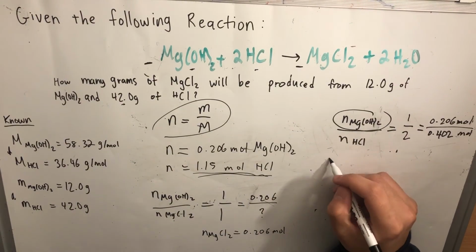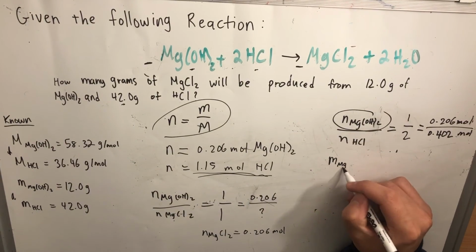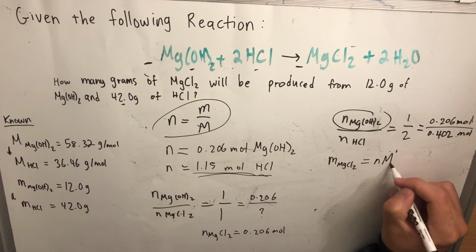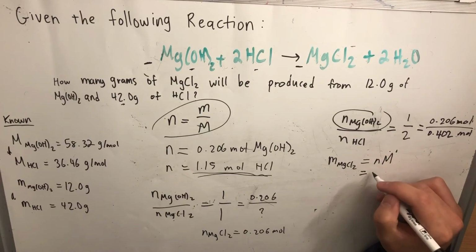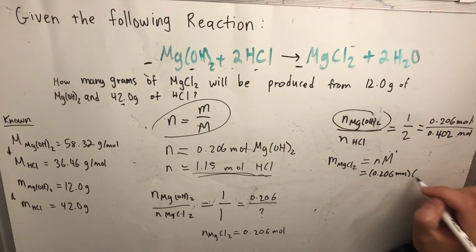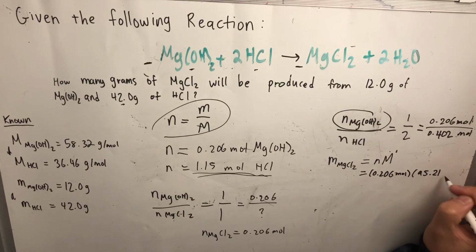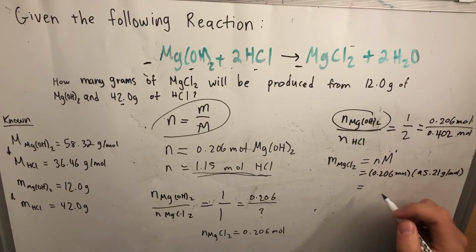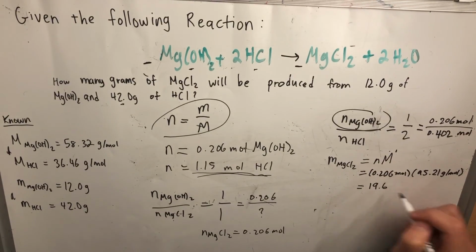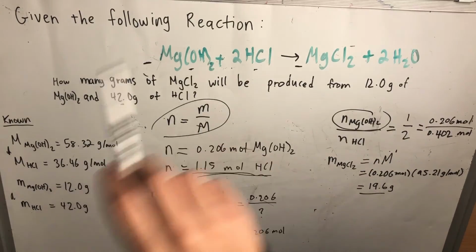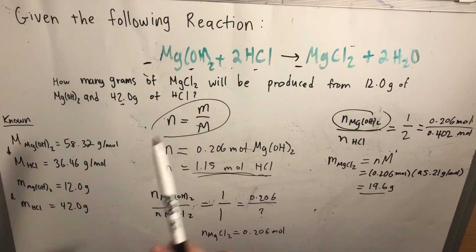So we have the mass of MgCl2 is equal to the moles times the molar mass. So our moles, as we know, are 0.206 moles times 95.21, because that is the molar mass of magnesium chloride. So the final answer would be 19.6 grams. And this is essentially the final answer of our following reaction or overall question over here.